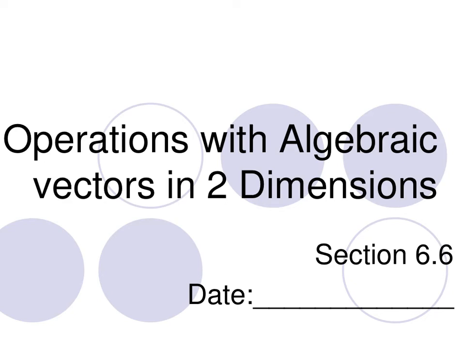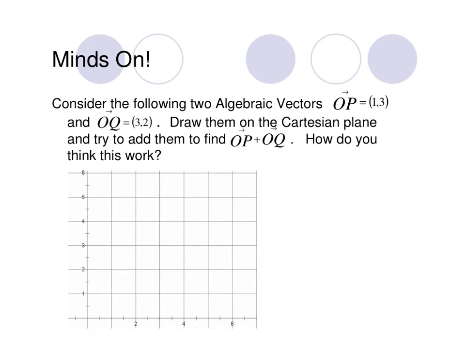Hey guys, this is the lesson for section 6.6 in the Nelson textbook, operations with algebraic vectors in 2 dimensions. What we have here is we're talking about doing the same operations as we had with geometric vectors, now with algebraic vectors. So for the warm-up here, we have a question that says consider the following 2 algebraic vectors, OP and OQ, draw them on the Cartesian plane and try to add them to find OP plus OQ.